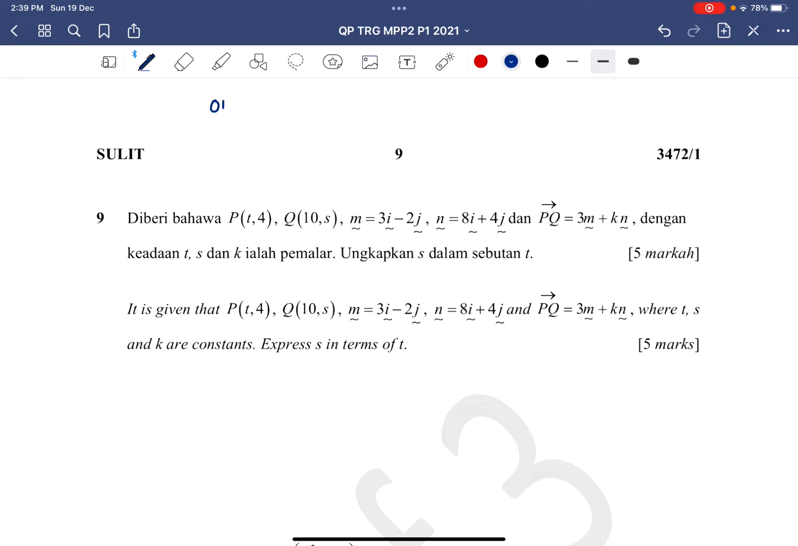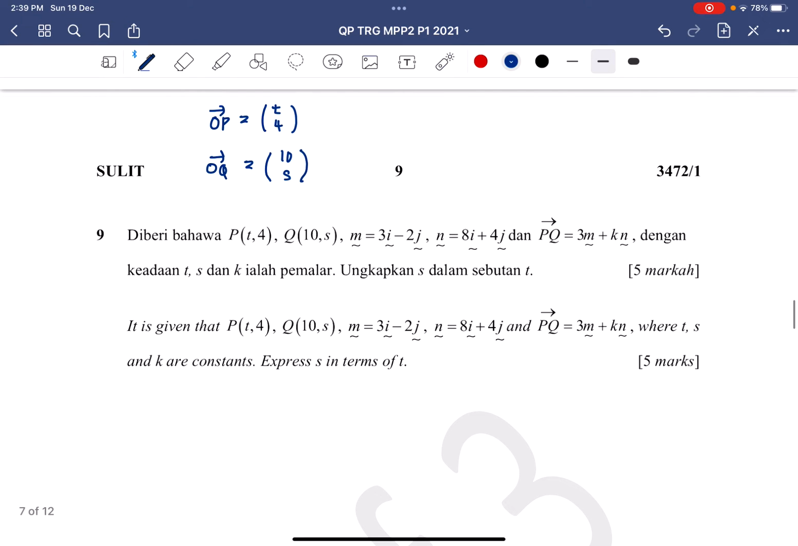I write OP as equal to, I like to write it in column vector form, (t, 4), and I know another thing is actually OQ will be equal to (10, s). And I know that PQ is equal to 3m plus kn, right? So I just write it out.